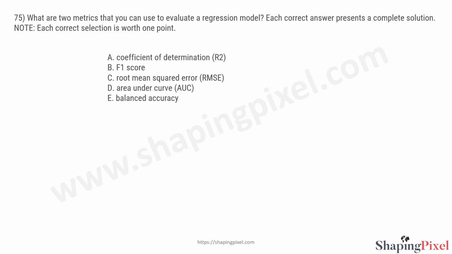Question number 75. What are two metrics that you can use to evaluate a regression model? Each correct answer represents a complete solution. Each correct selection is worth 1 point. We have the following five options: coefficient of determination, F1 score, root mean squared error, area under curve, balanced accuracy. So the right answer here is option A and option C.